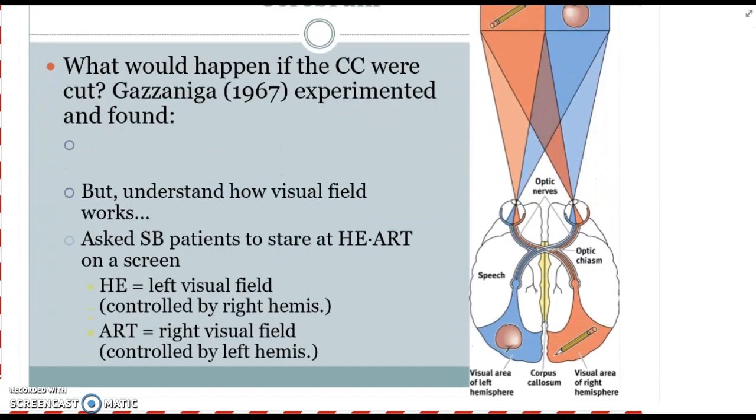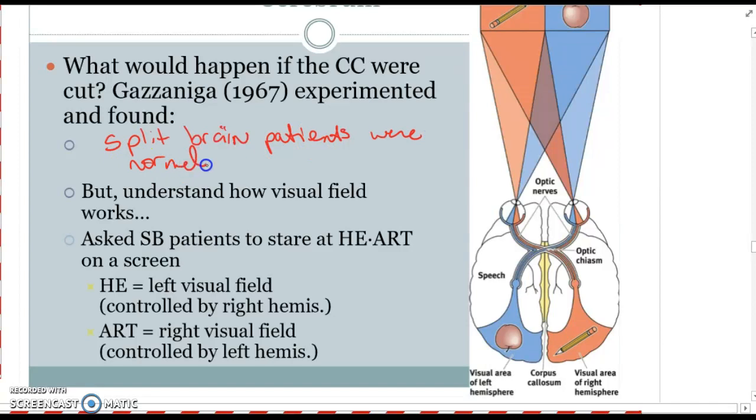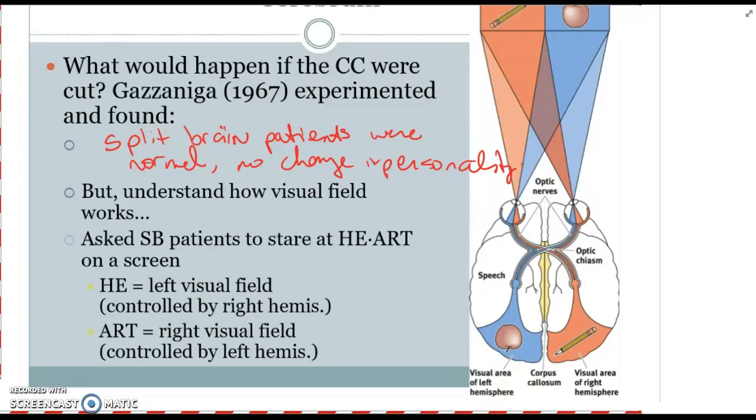There was an experiment done on somebody who had severe epilepsy. And what they found, so they split that corpus callosum. The split brain patients had no change in personality. There was no change in how smart they were, or the intellect. But what's interesting is how the visual field works. So remember, right side and left side, that's the only thing that did change.